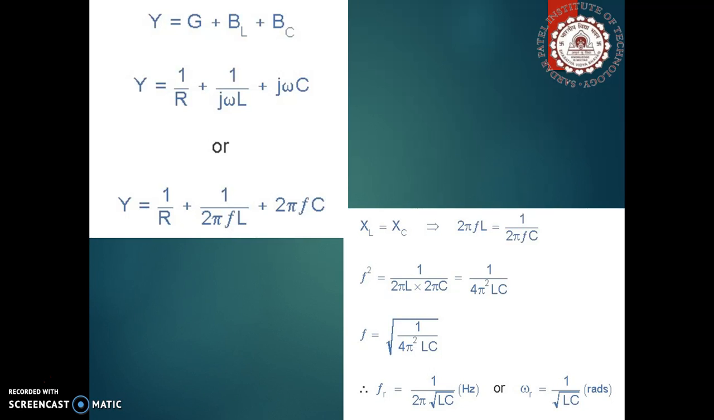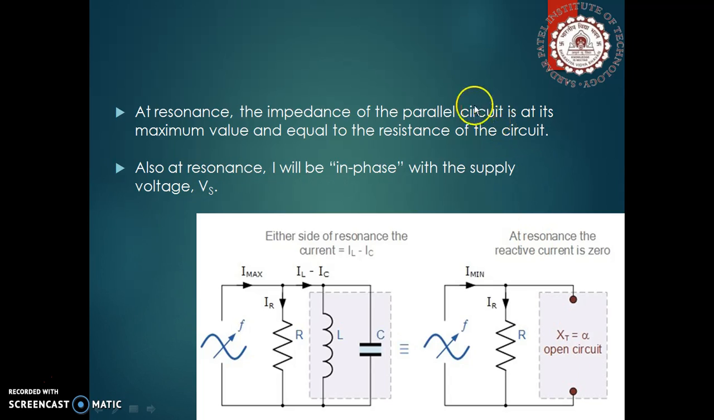Now at resonance, the impedance of the parallel circuit is at its maximum value and equal to the resistance of the circuit, since the LC circuit becomes an open circuit, the tank circuit becomes open, and at resonance I, that is the current, will be in phase with the supply voltage Vs.